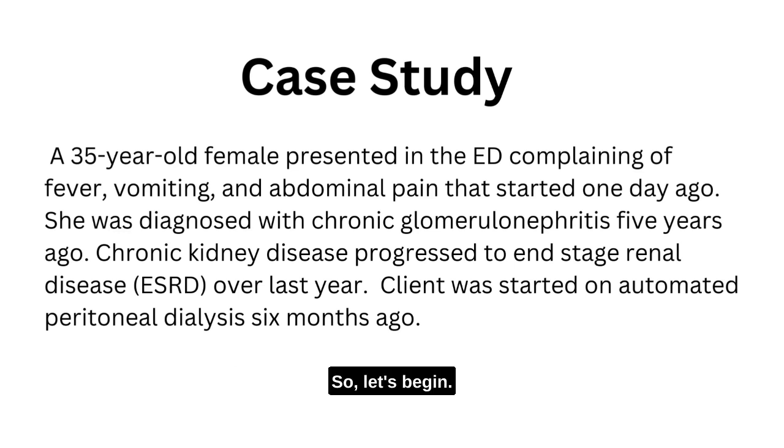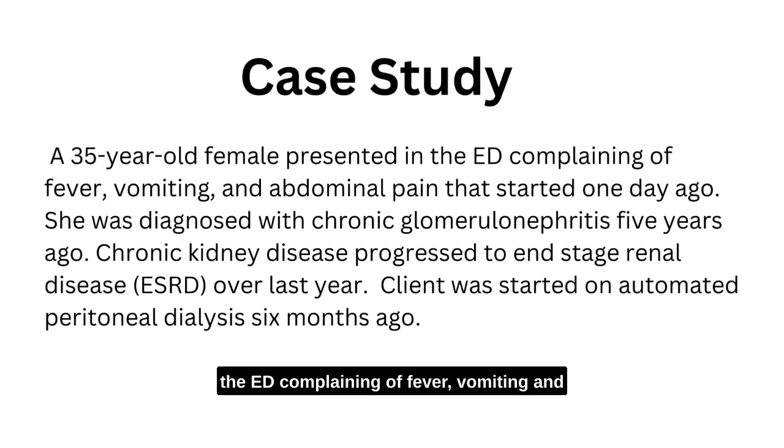So let's begin. A 35-year-old female presented in the ED complaining of fever, vomiting, and abdominal pain that started 1 day ago. She was diagnosed with chronic glomerulonephritis 5 years ago. Chronic kidney disease progressed to end-stage renal disease, ESRD, over the last year. Client was started on automated peritoneal dialysis 6 months ago.